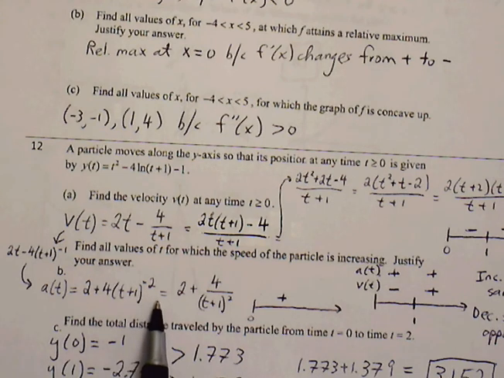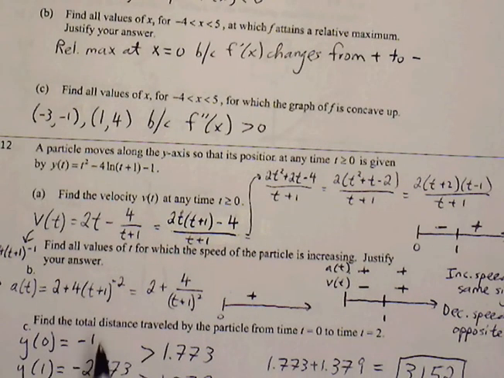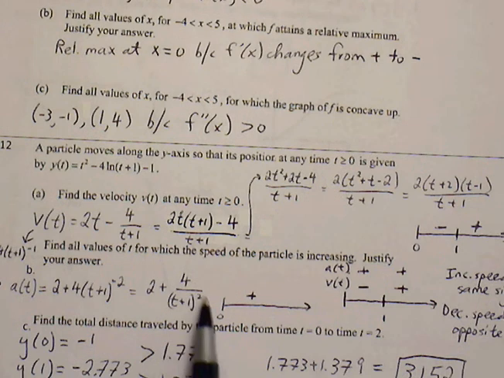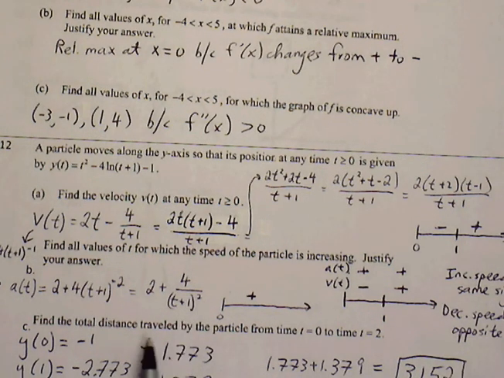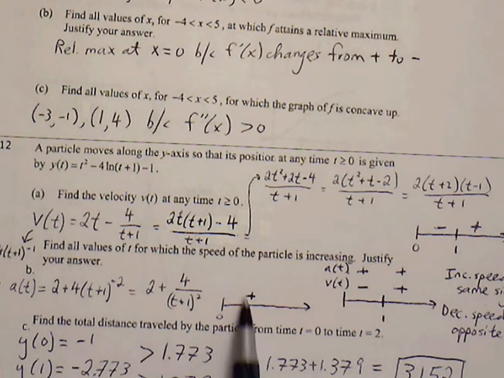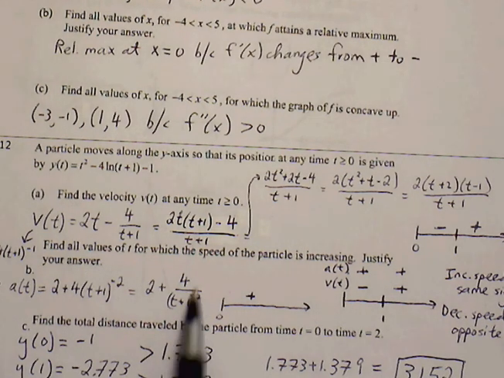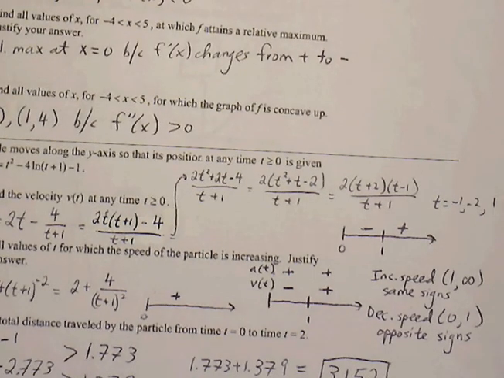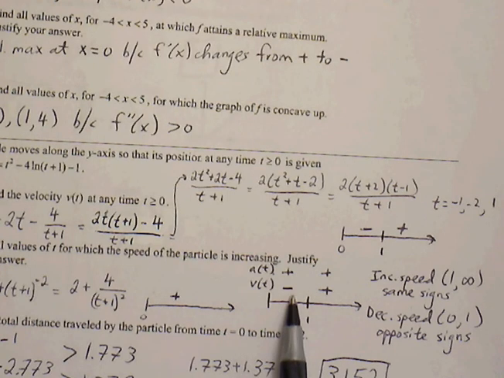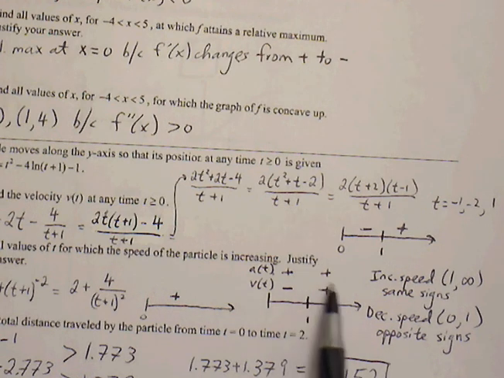Okay, so then I can rewrite this as 2 plus 4 over t plus 1 squared. The only critical point I'm going to get is at -1, and that is outside my interval. So it's just going to be from 0 being my endpoint, and I can test any point with the acceleration. If I plug in any positive value, I get a positive value, so I know my acceleration is always positive. Combining the two sign lines, I see opposite signs from 0 to 1, so therefore decreasing speed. Same signs from 1 to infinity, so therefore increasing speed.